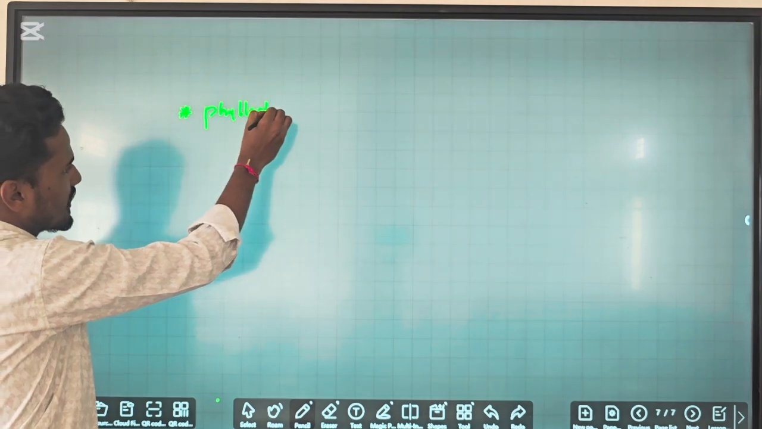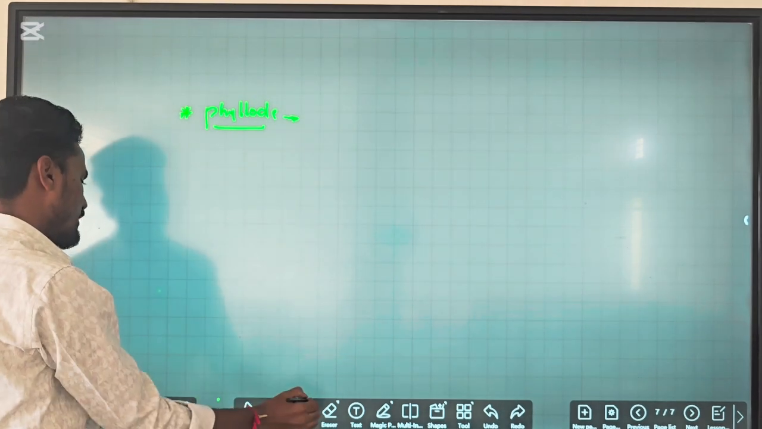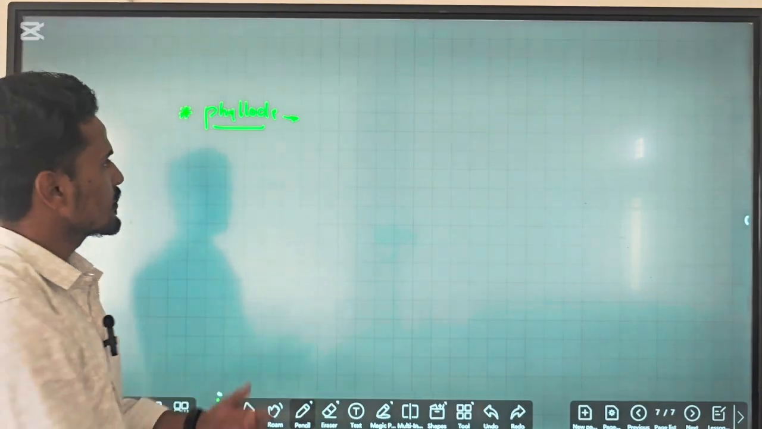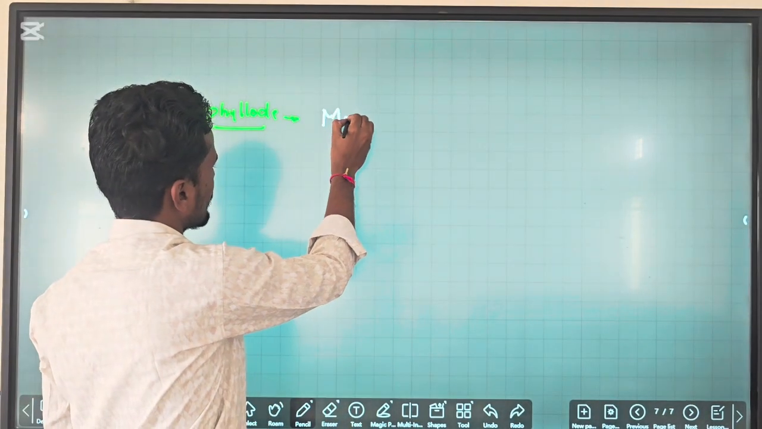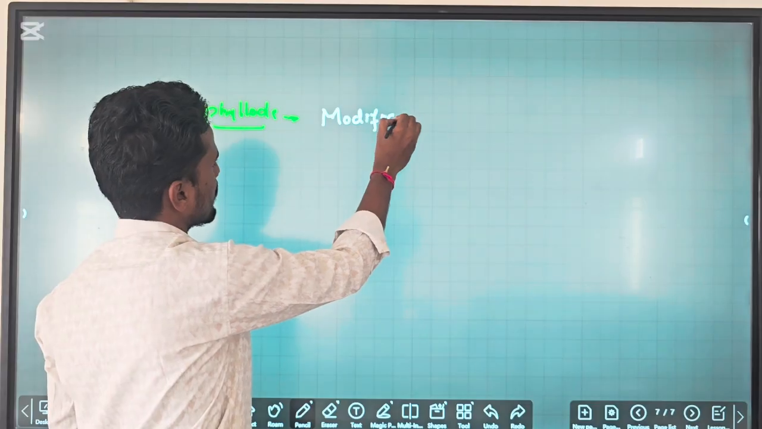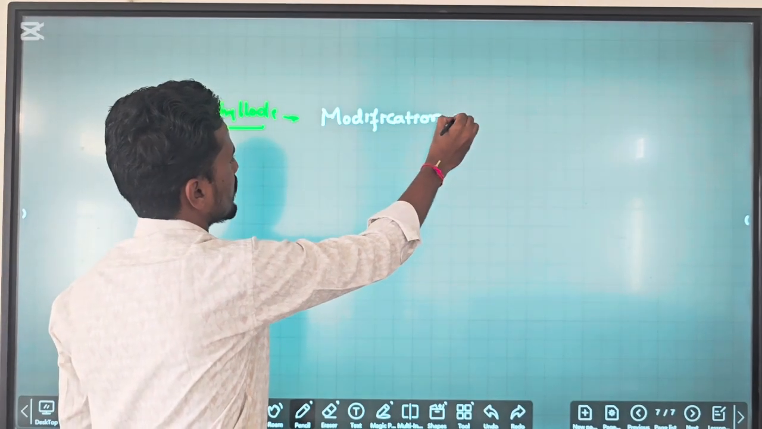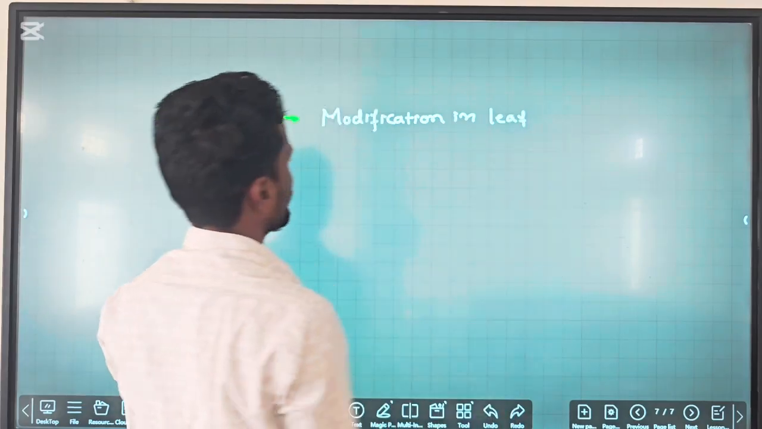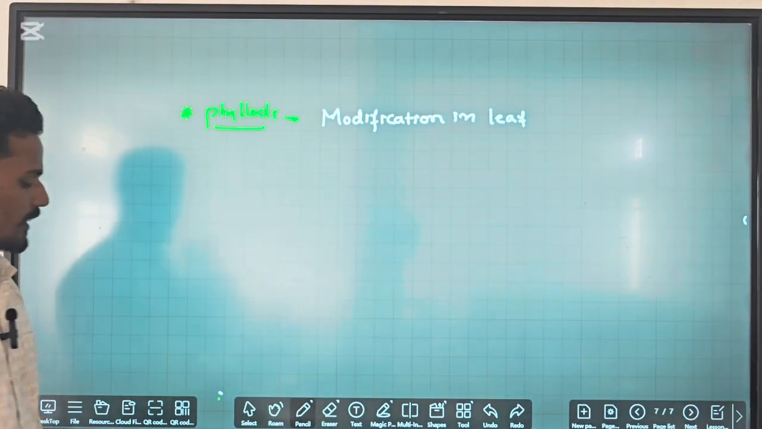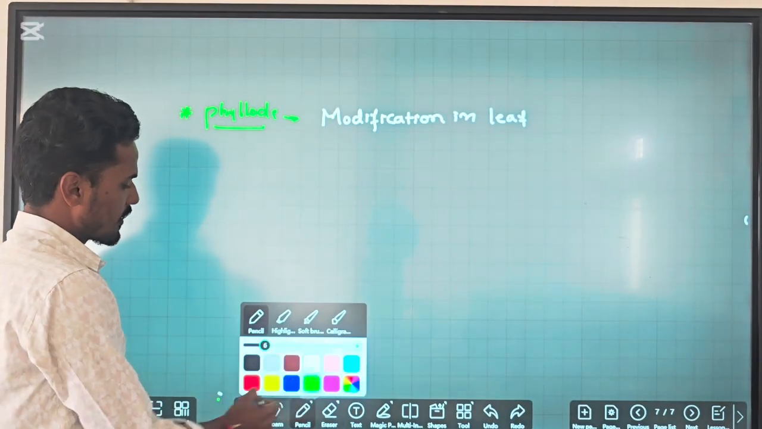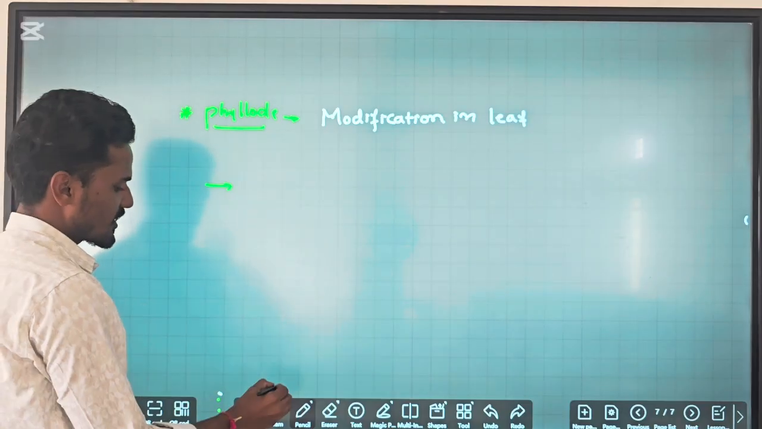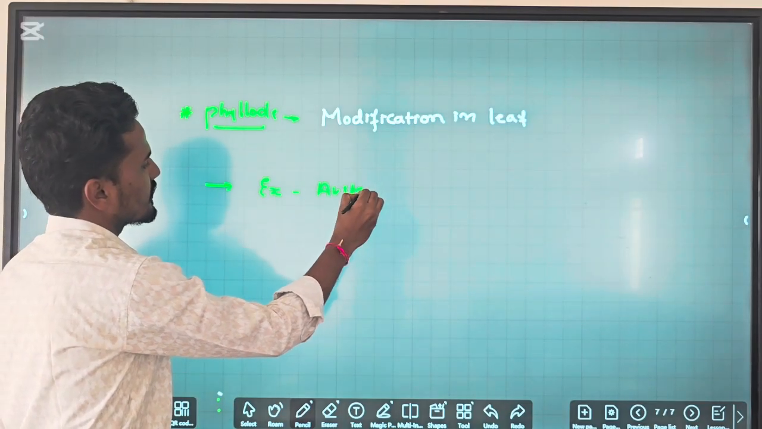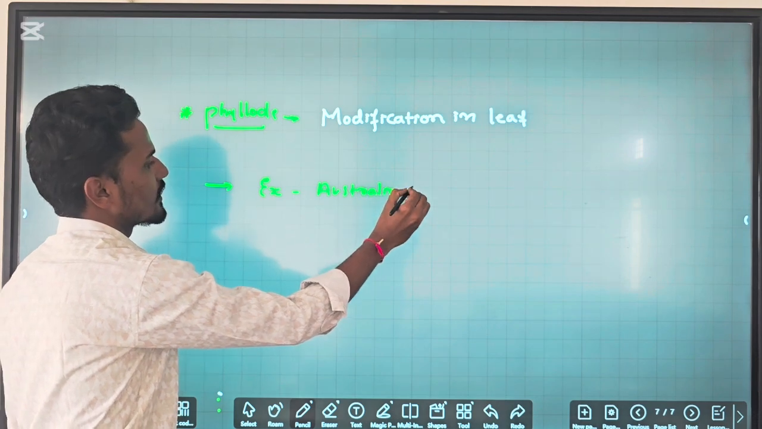What actually the phyllodes is, it is one type of modification in a leaf. Modification in leaf. Here there is one example, that is nothing but Australian acacia.